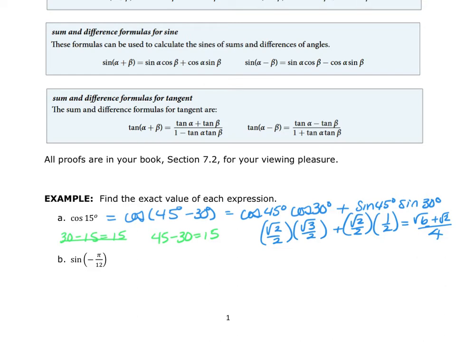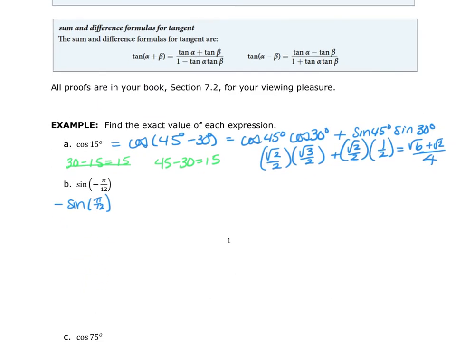The way that I'm going to approach the sine of negative pi over 12, not 12 degrees, pi over 12, and it's a negative, is I'm going to think of this as the fact that sine is an odd function. So this is the same thing as negative the sine of pi over 12.